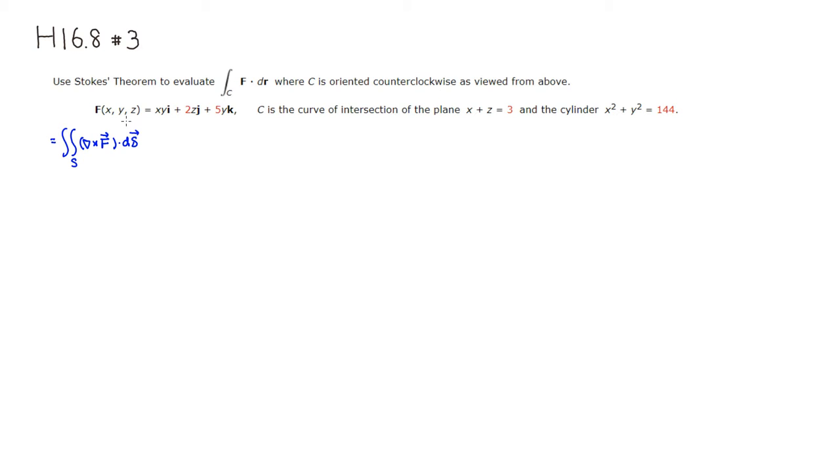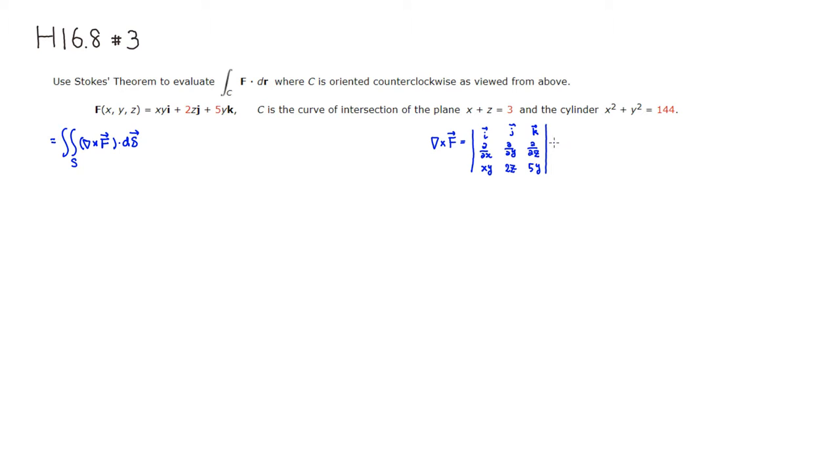So let's do that. First we need to compute the curl. The curl of F is the determinant with vectors i, j, k, then partial with respect to x, partial with respect to y, and partial with respect to z. The first component is xy, the second component is 2z, and the third component is 5y.